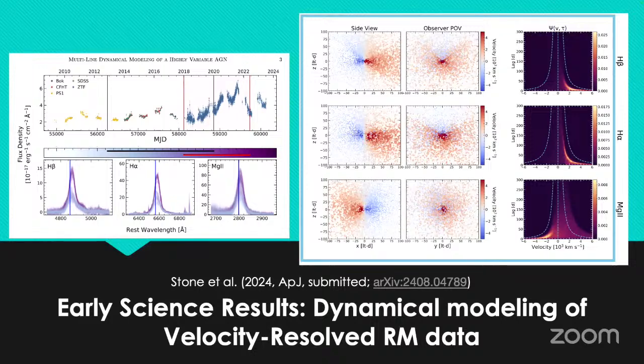Over here, these are actually little broadline region geometric models where each little point is a little broadline region cloud. The blue points are moving toward us. The red points are moving away from us. And we see the time lag as a function of velocity at very high resolution. And you can see that magnesium-2 looks a little different than H alpha and H beta, for example.